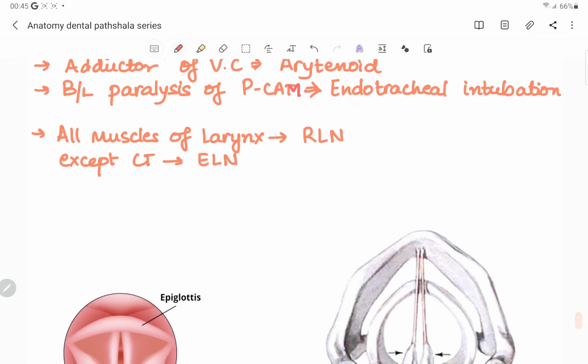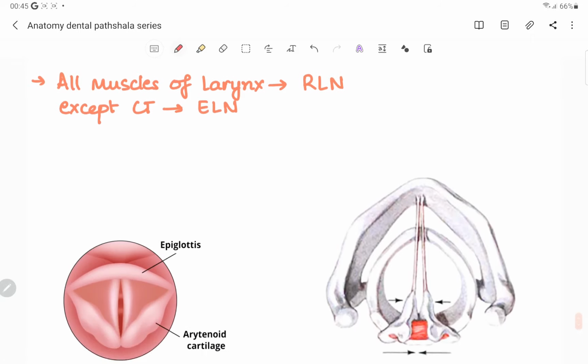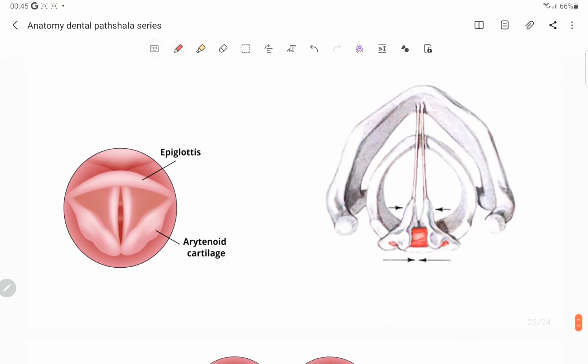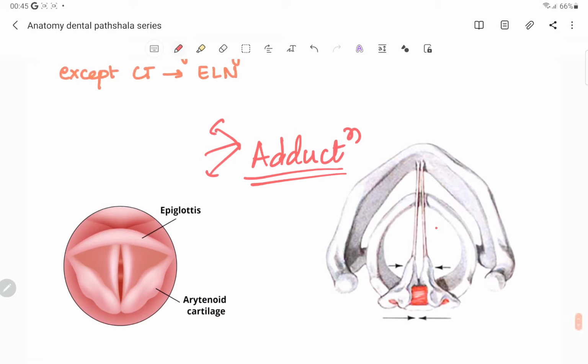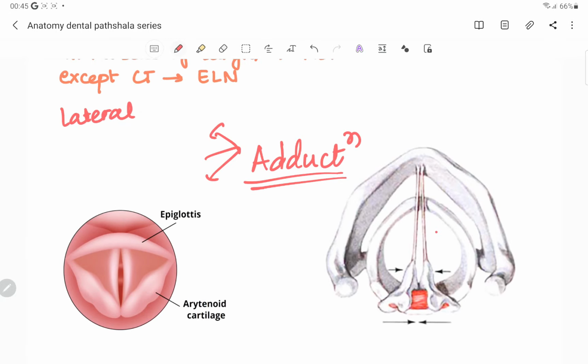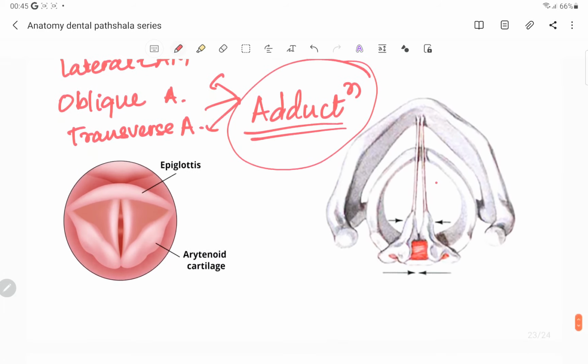So all the muscles of the larynx are supplied by the recurrent laryngeal nerve, except the cricothyroid, which is supplied by the external laryngeal nerve. Now you can appreciate the vocal cord is closed. That means this is a diagram showing the ADD, adduction of the vocal cord, right? Adduction of the vocal cord, again, we have studied, is by the muscles like the lateral cricoarytenoid muscle, the oblique arytenoids, and the transverse arytenoids, responsible for the adduction of the vocal cord. And if you see, the vocal cords are closed, so that is the adduction.